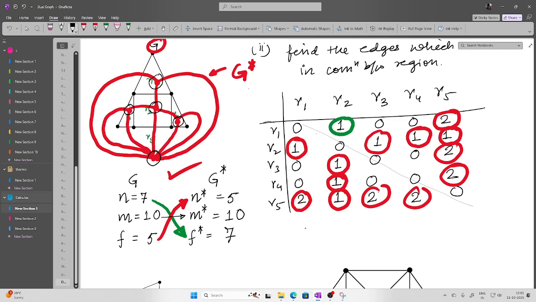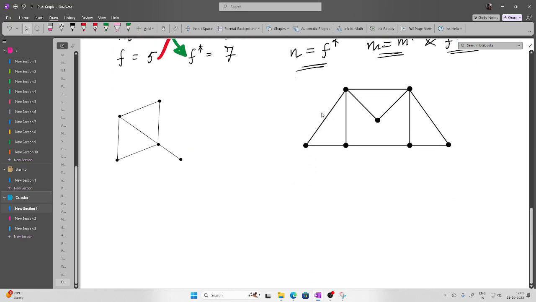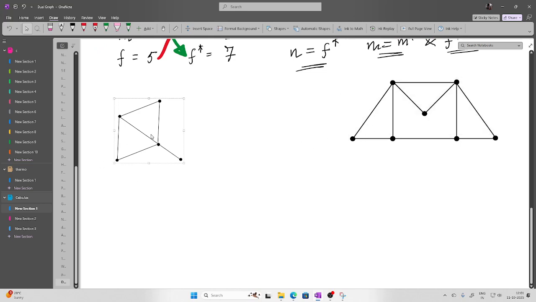So the relation is: N should be equal to F star, M should be equal to M star, and F should be equal to N star. So this is what the relation is. You should remember it. Apart from this, I am giving you this particular graph as an assignment, please try it. Now we'll be focusing on this graph.